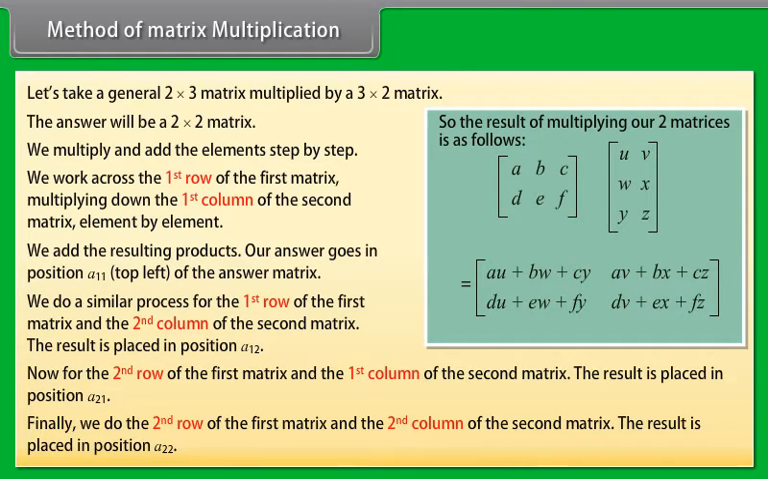So, the result of multiplying our two matrices is: the matrix with first row a, b, c and second row d, e, f, times the matrix with first row u, v, second row w, x, and third row y, z, produces the matrix with first row au plus bw plus cy, av plus bx plus cz, and second row du plus ew plus fy, dv plus ex plus fz.